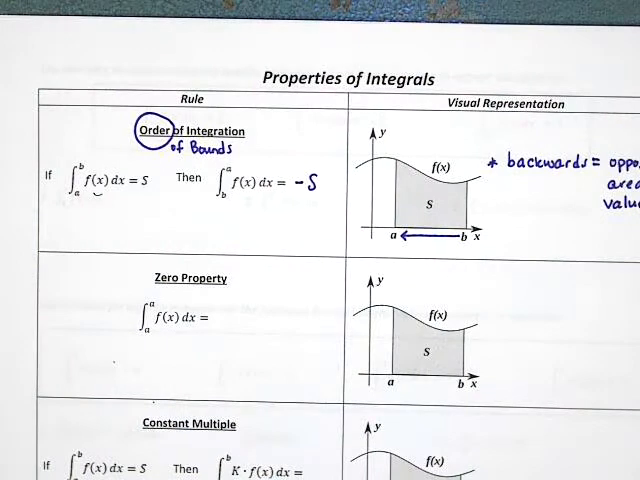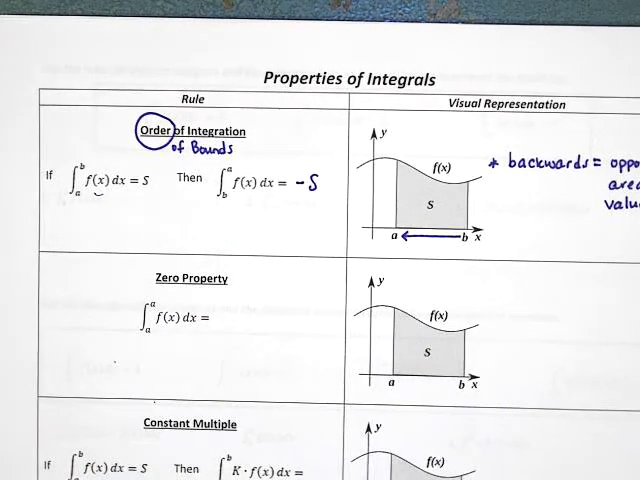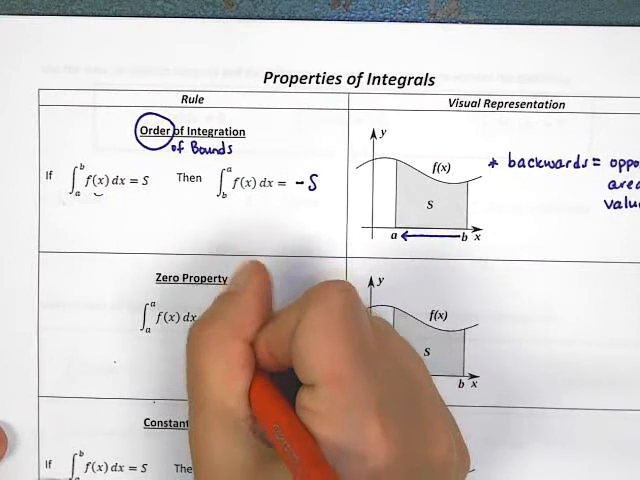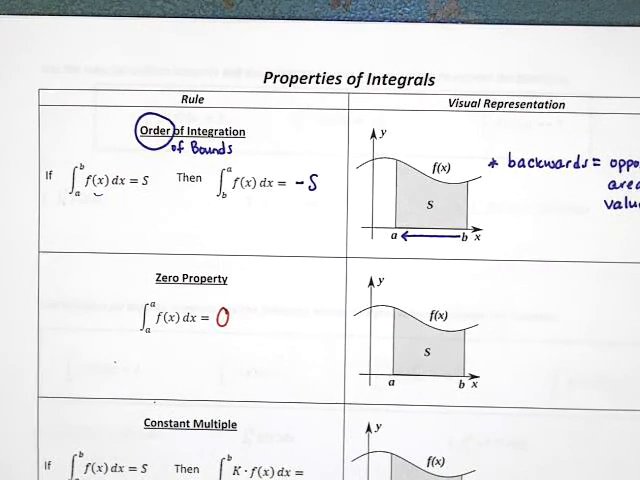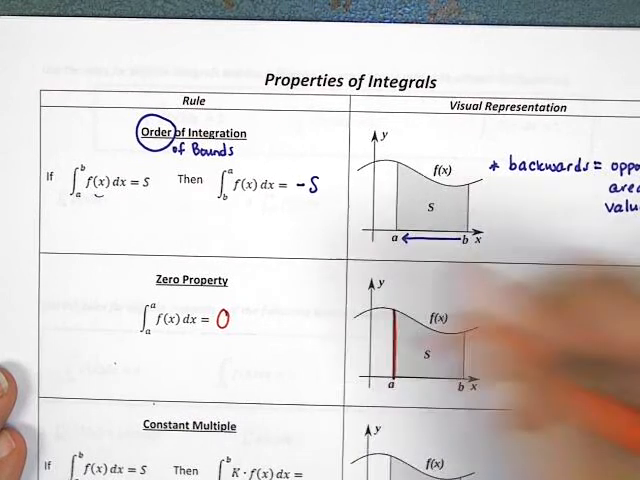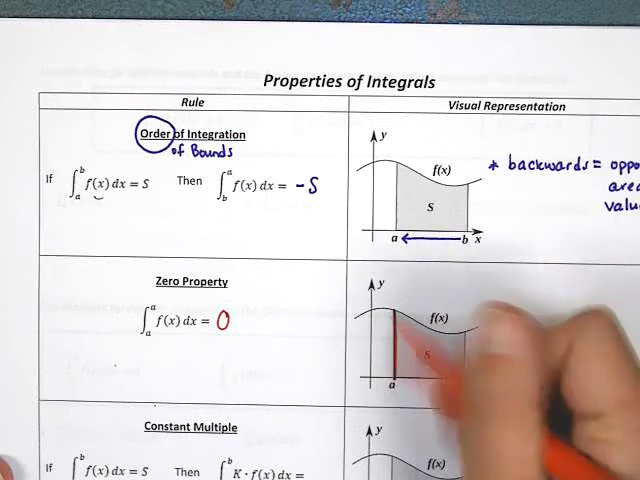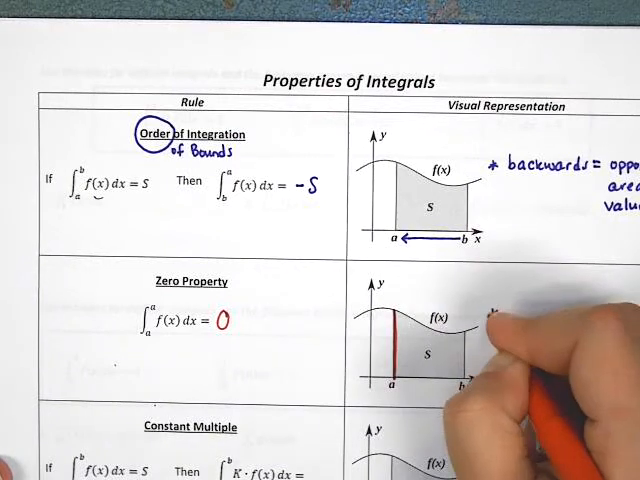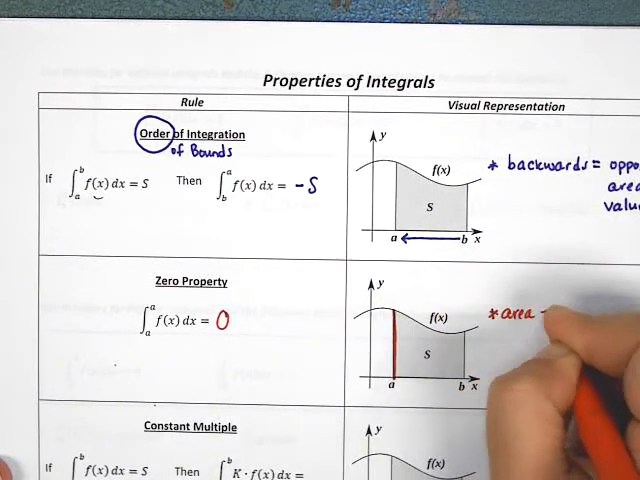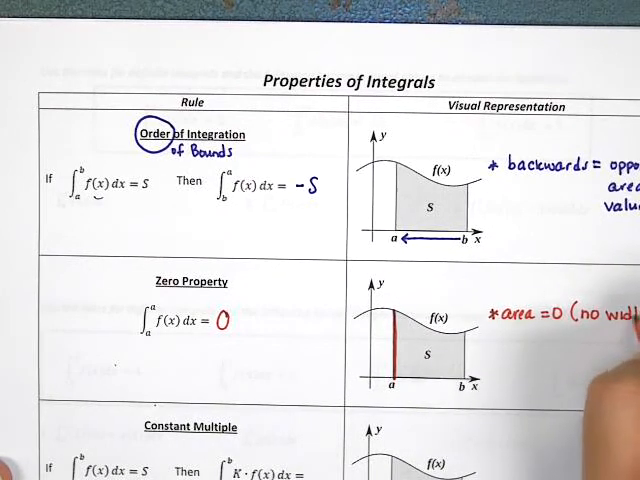Now, we also looked today at the zero property. And what the zero property says is that if you're ever trying to integrate from a to a, so starting and stopping in the same spot, then the integral's value is 0. Now, this should make sense visually because if you're going from a to a, there's no place to go. You're starting here and stopping here. So the area of a straight line is 0, because there's no width to that area.